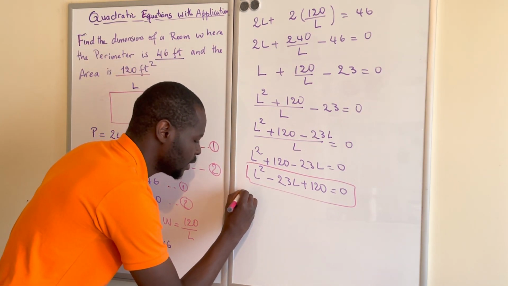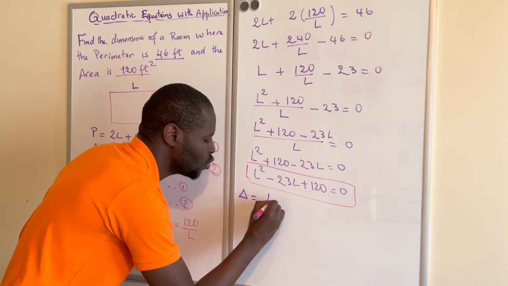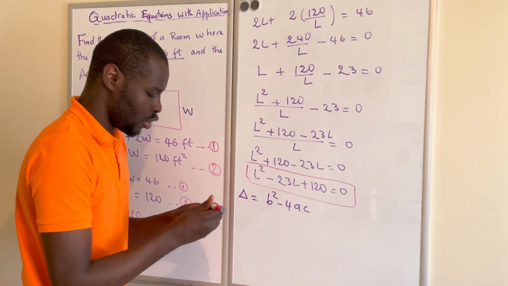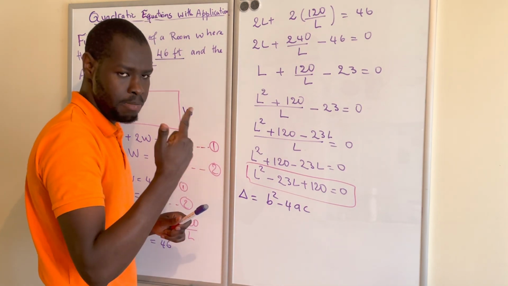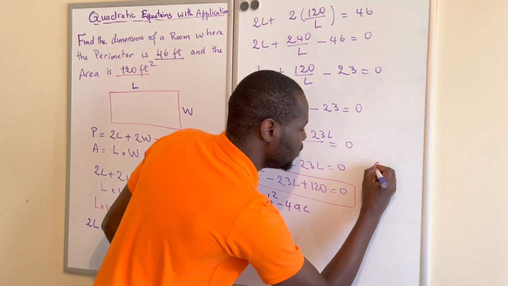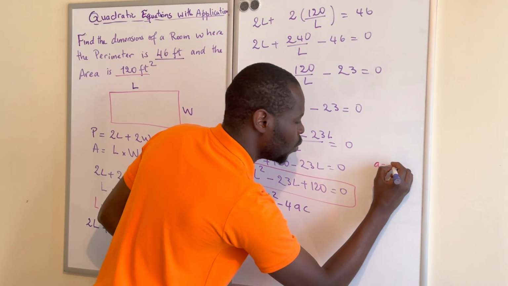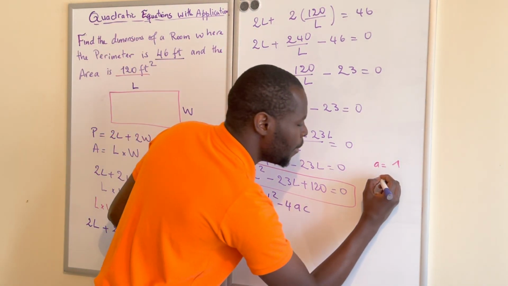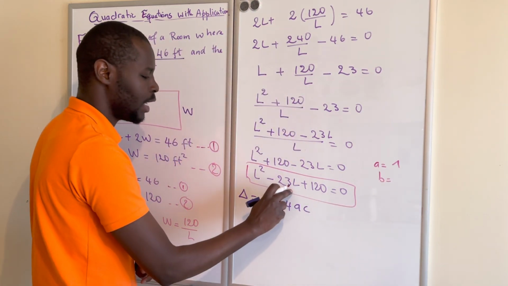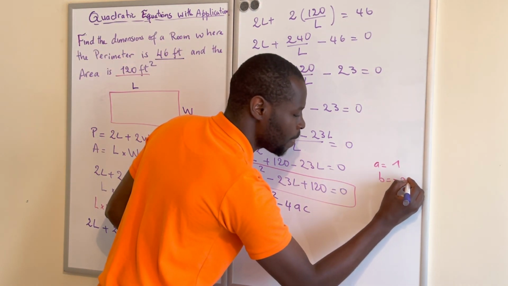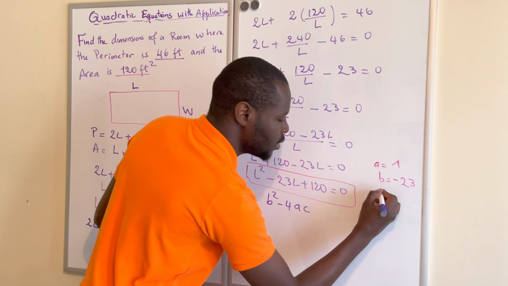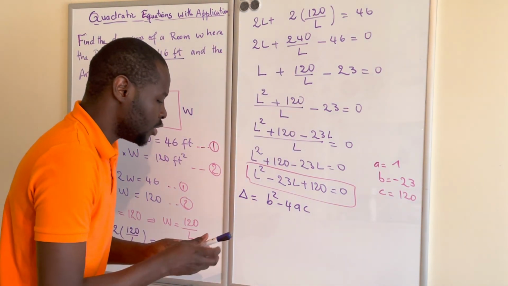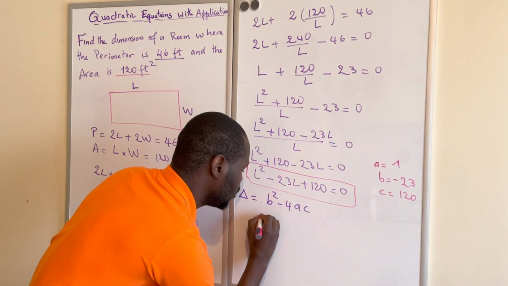So what is delta? We said that delta equals b squared minus 4ac. Now let's go ahead and write our a, b, and c. So what is a? A is 1, the coefficient that is multiplying the L squared, and b is the coefficient multiplying the L, which is negative 23, and then c is 120.